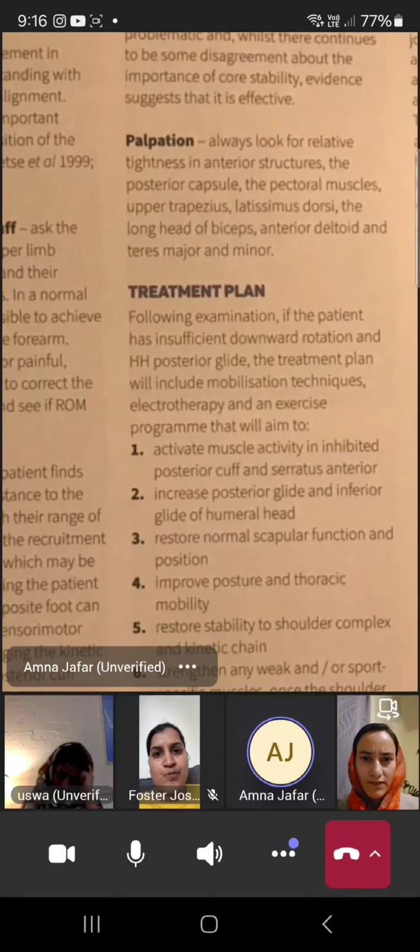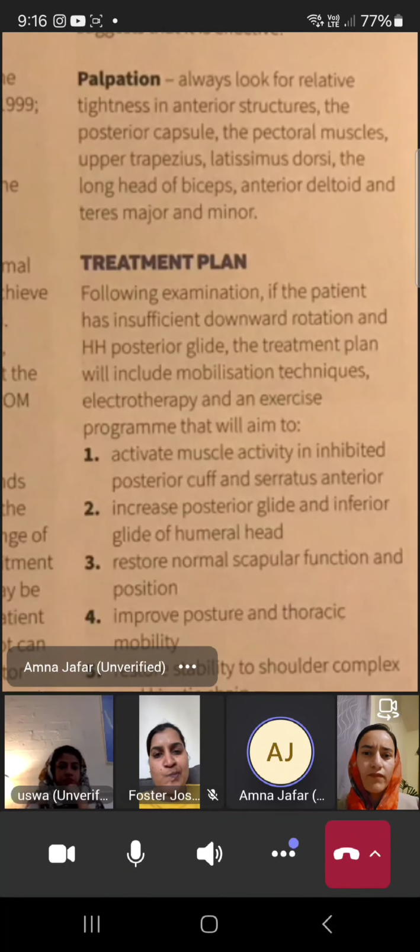Now I'm coming towards palpation. Always look for relative tightness in anterior structures: the posterior capsule, pectoral muscles, upper trapezius, latissimus dorsi, long head of biceps, anterior deltoid, teres major and minor. So we have to palpate all these muscles.